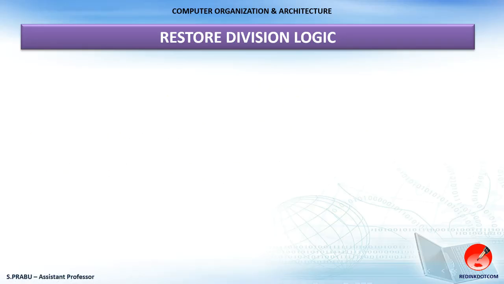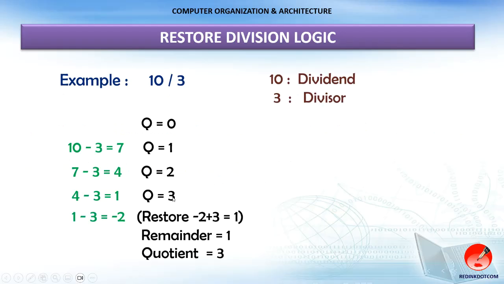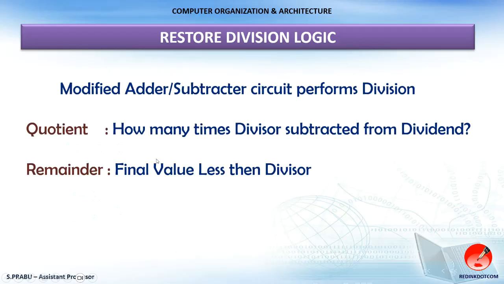When we do the repeated subtraction operation, we can find the quotient value, that is how many times the subtraction can be possible. From this result, this is less than the divisor value, so 1 is the remainder value. So this is the logic behind the restore division operation. Let's move to the flowchart.